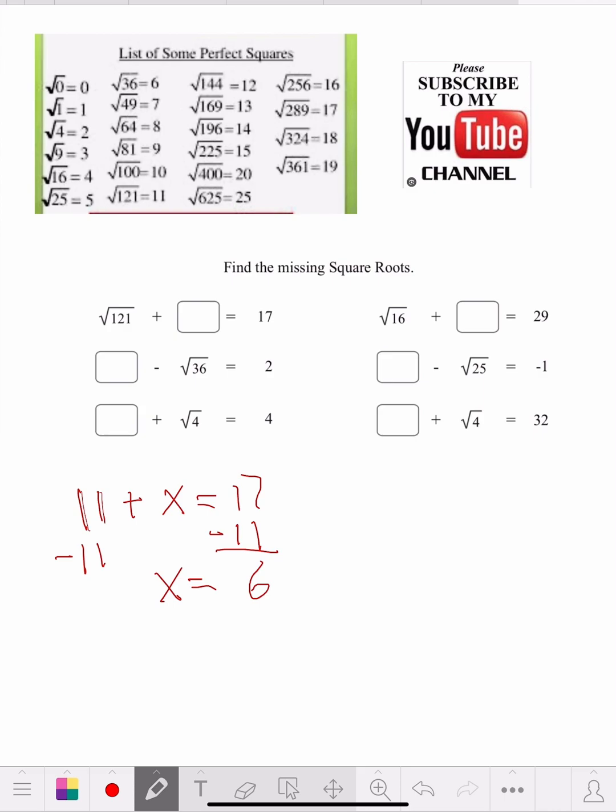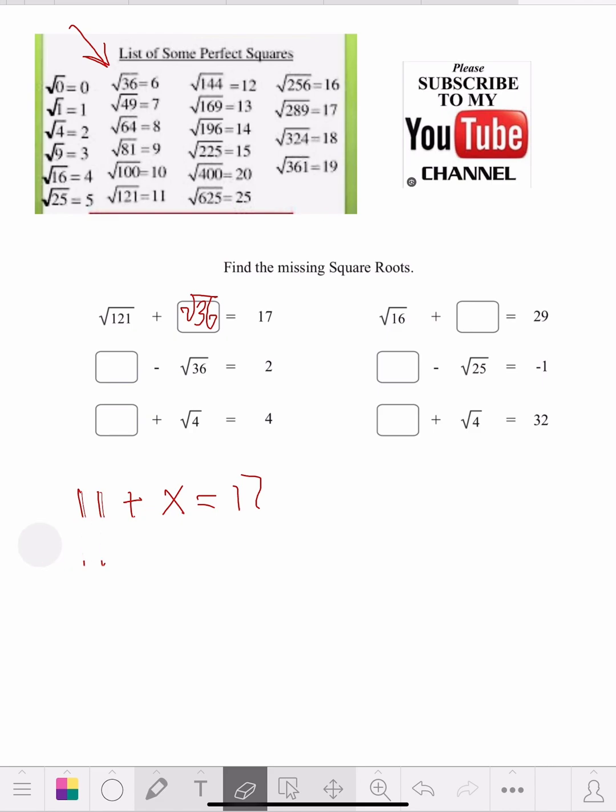So what I do now, I look up to my chart that, truthfully, I'm working on memorizing. I see right here, 6 is the square root of 36. So the answer that goes in here is the square root of 36, and that's how that equation would look. That was relatively easy. Now let's move on to the next one.